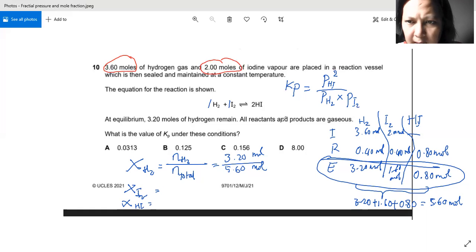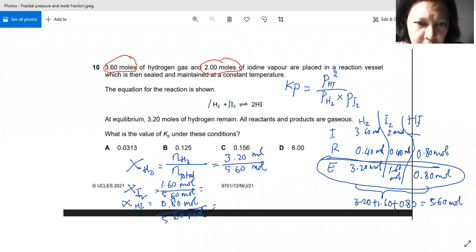In short, for I2, the mole fraction is 1.60 mole divided by 5.60 mole. And then the mole fraction of hydrogen iodide is 0.80 mole divided by 5.60 mole. Now let's check. This is 3.20 divided by 5.60, which is 0.571. Okay, we take 0.571.